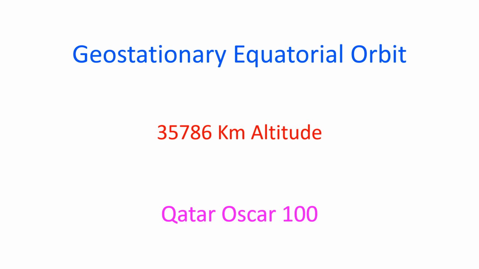The most important advantage of a GEO is that antenna movement is not needed to track the satellite. Currently, there is only one GEO for amateur radio out there, which is the Qatar Oscar 100. QO100 has an uplink at 2.4 GHz and downlink at 10 GHz band.